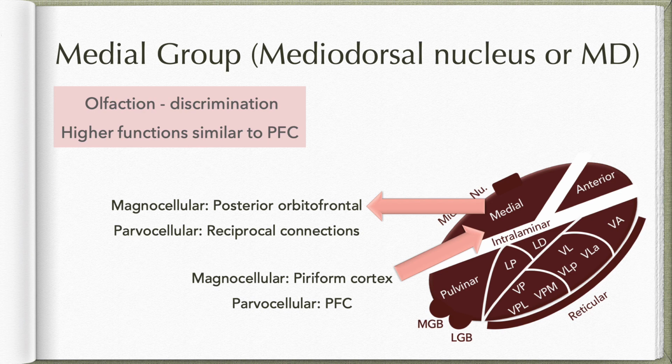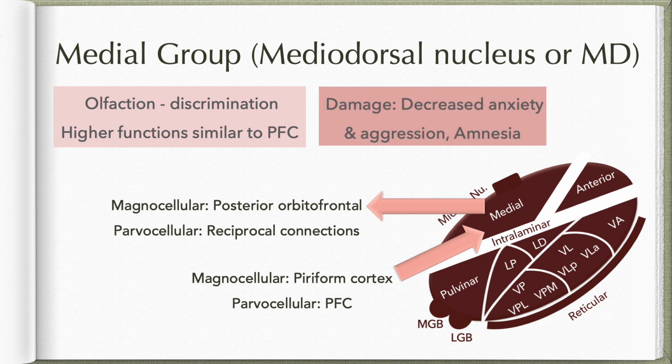So any lesion to the medial group will result in decreased anxiety and aggression, as well as amnesia. The features will be very similar to those seen after prefrontal lobotomy.